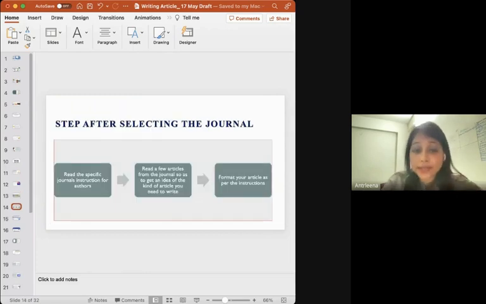Select steps after selecting the journal. So what are the steps that you take? Now you have selected your journal, but you're still not writing your paper. Remember that. So read the specific journal instruction for authors. What are the instructions for authors?